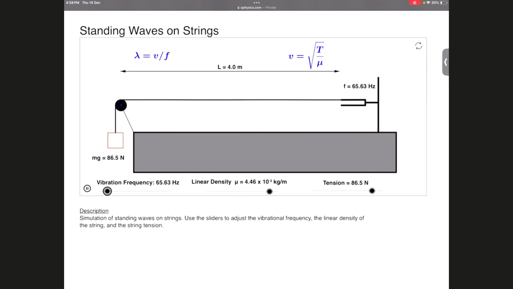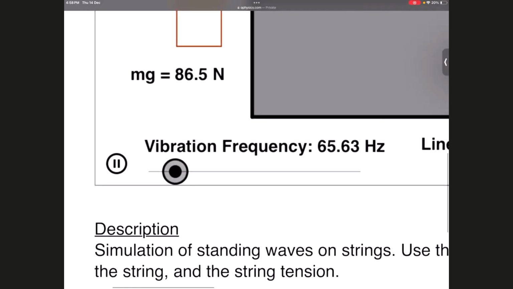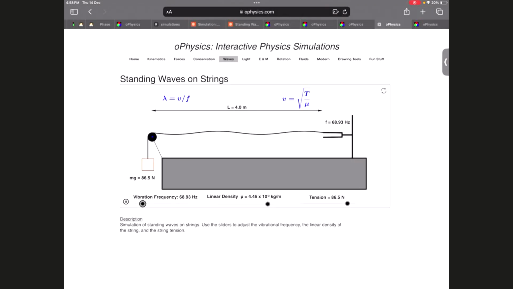At 65 too, nothing noticeable is visible. From 65, right, 68.9. See who's back again. Do you see the stationary wave? But you guys told me what value, right? If I increase it a little more, I think this would get better.